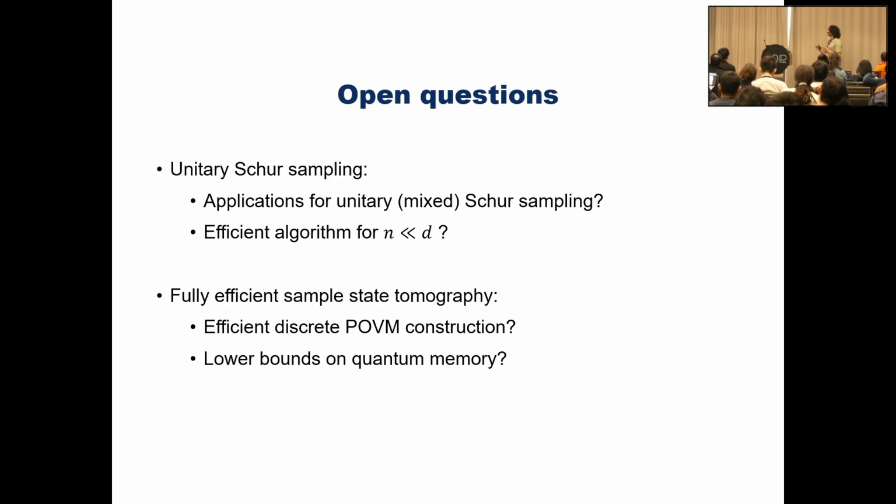Secondly, it would be nice to have an efficient algorithm when the number of copies is smaller than the rank, or the dimension of the qubits. And on the state tomography side, we provided a sample optimal, memory efficient algorithm. The last task to optimize is the time complexity, which unfortunately we were not able to do. And it would also be nice, as always, to obtain some lower bounds. This is always the hard part. Some lower bounds on quantum memory would also be ideal.